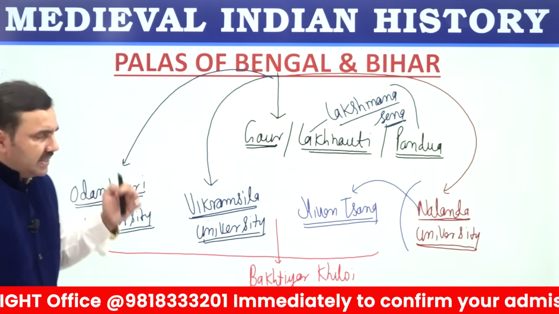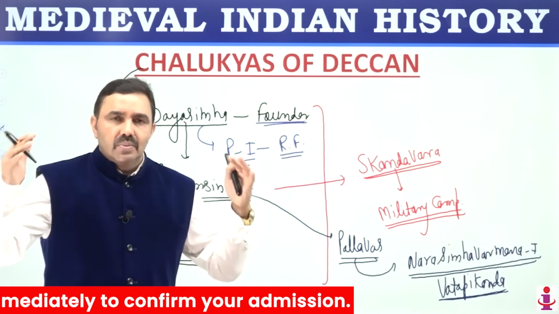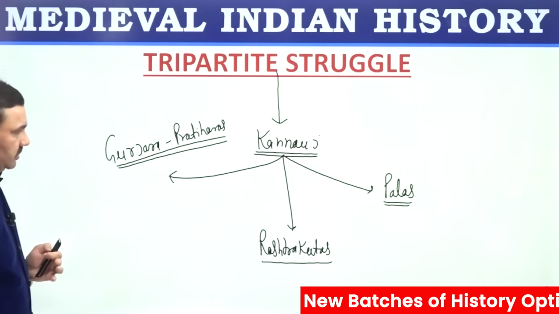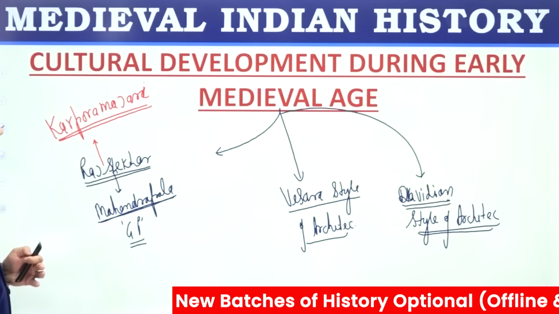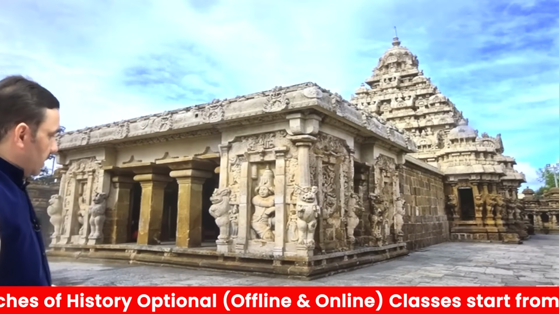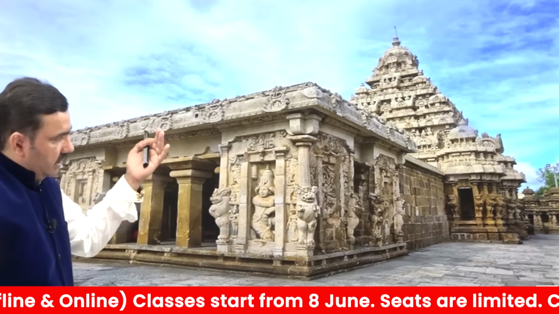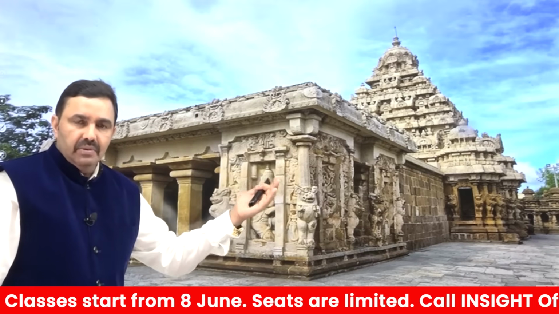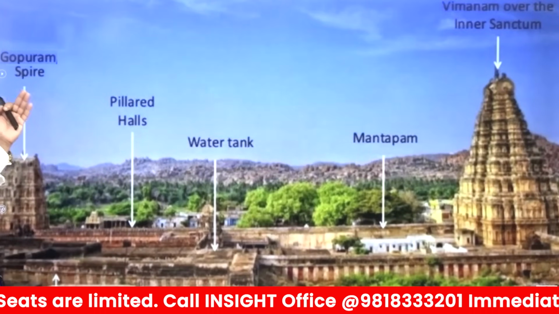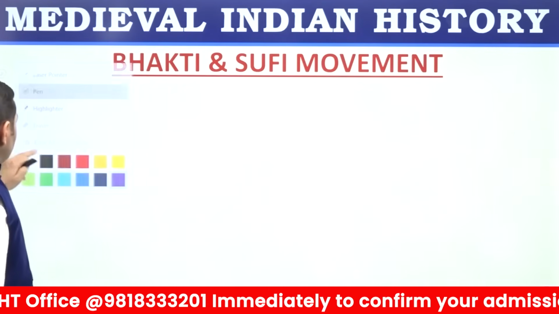So all these things you have to keep connecting point by point, and then you'll have a bigger story, and that story will help you in remembering history in simple language. Such kind of temples were built during the early medieval age. Kailashnath temple, Kanchipuram, was built under the patronage of Pallavas of Kanchipuram. Then there were different parts of this temple here.